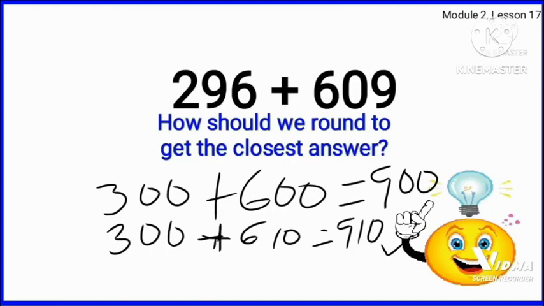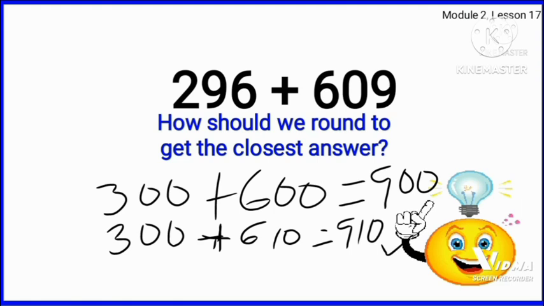Let us look at a different problem now. 296 plus 609. How should we round to get the closest answer? I rounded to the nearest 100 first, and I got 900. 296 is closer to 300, and 609 is closer to 600. 300 plus 600 is 900.